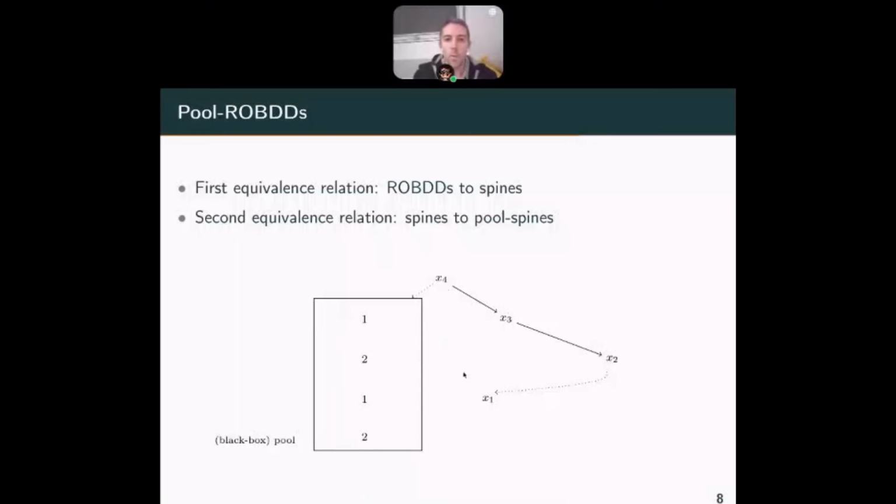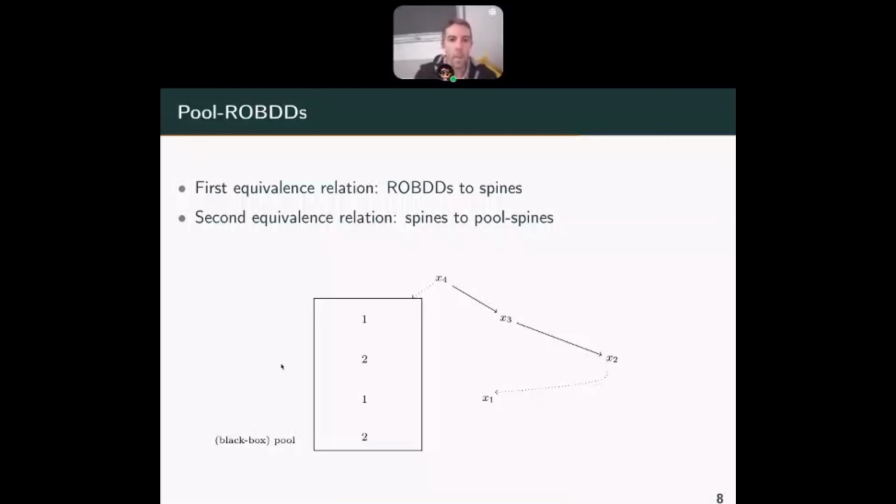But as you have seen in my previous slide, if I am interested in the pointers here of the right substructure, the structure of the leftmost part of the DAG is not important. I just have to recall how many nodes are at each level. And so I have a second equivalence relation from spines to what I call black box spines, or pool spines. And here again, I have a gain in complexity.